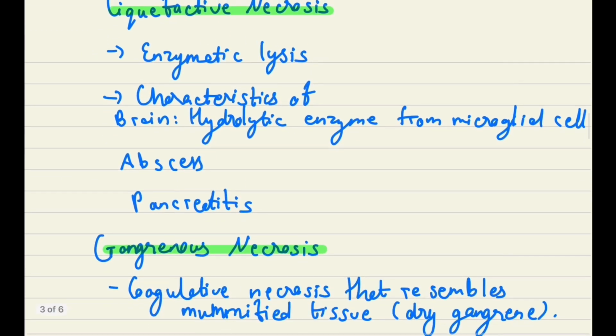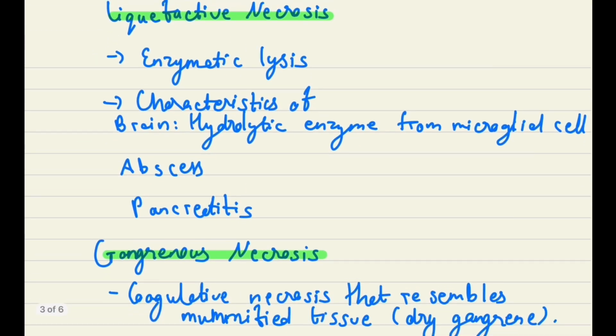Now let's talk about liquefactive necrosis. Necrotic tissue that becomes liquefied, which is due to enzymatic lysis of cells and proteins. Liquefactive necrosis characteristically occurs in brain, abscess and pancreatitis. In brain, the hydrolytic enzymes from microglial cells liquefy the brain. In abscess, proteolytic enzymes from neutrophils liquefy tissue. In pancreatitis, proteolytic enzymes from the pancreas liquefy parenchyma.